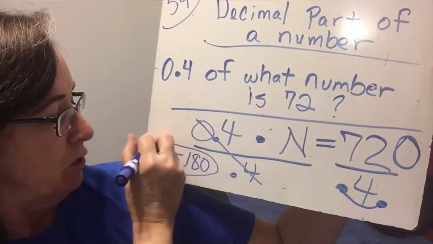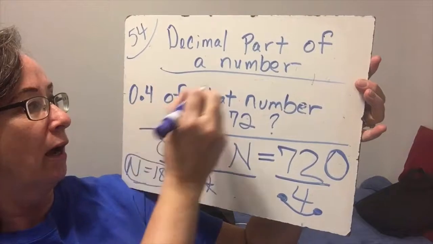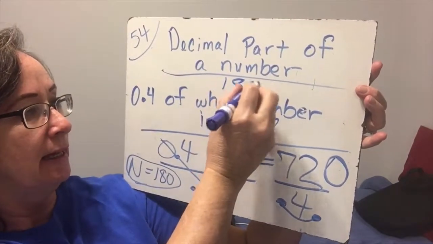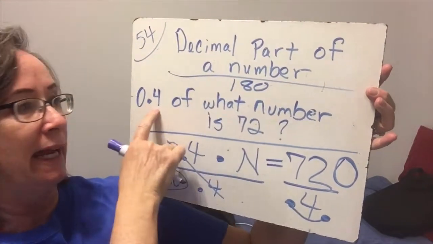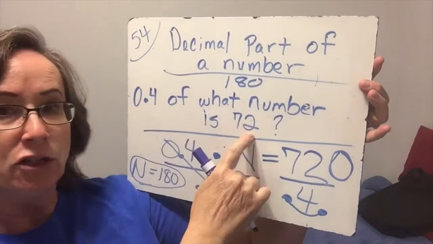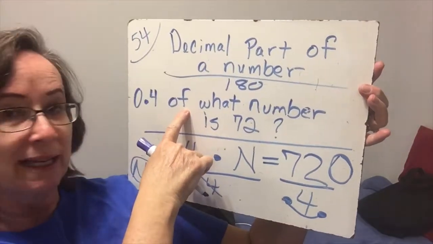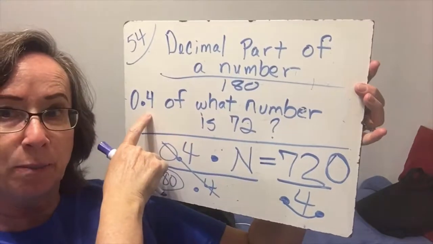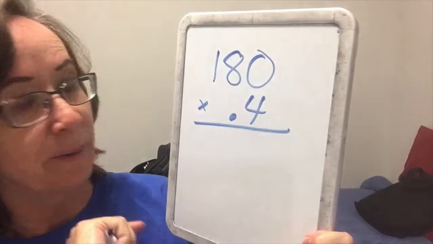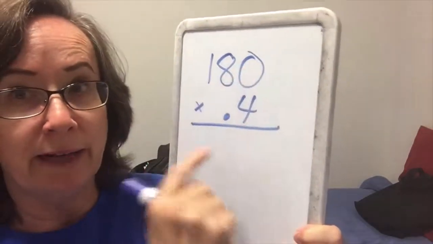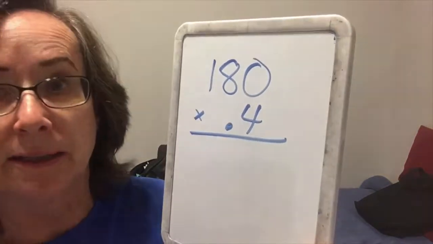Now, let's check. Okay, so we're going to say 0.4 of 180 is 72. That means if I multiply 180 by 0.4, I should get 72, because remember the of means times. So let's see if 180 times 0.4 equals the 72. So let's do a little check. So here we go. We have 180 times 0.4 to check and see if it does indeed equal 72.